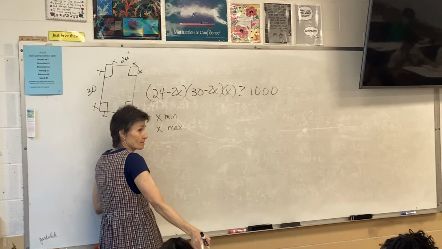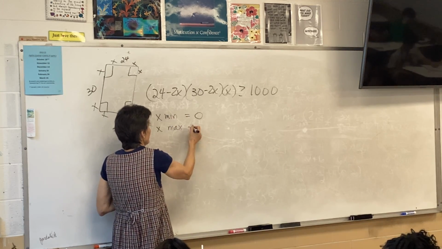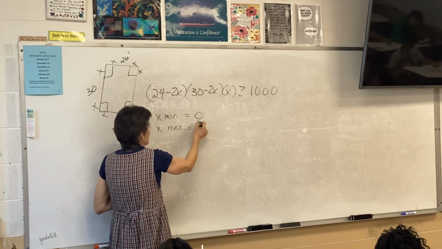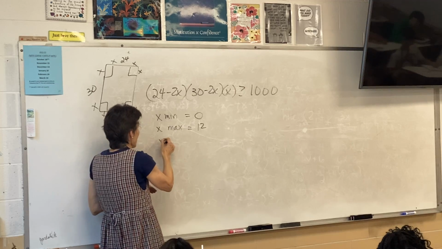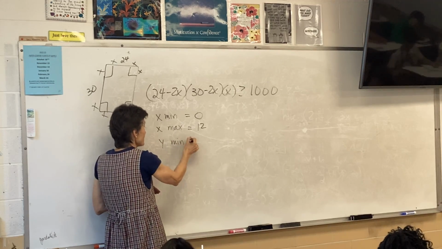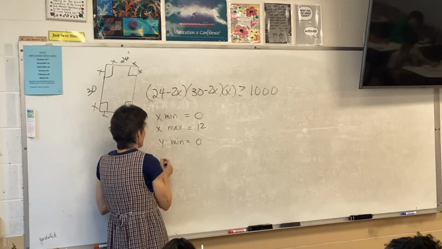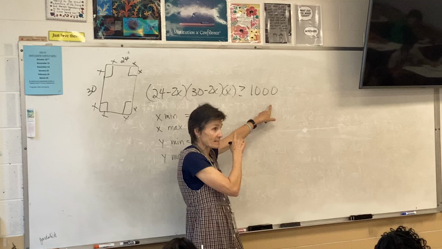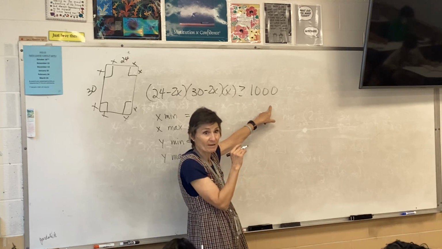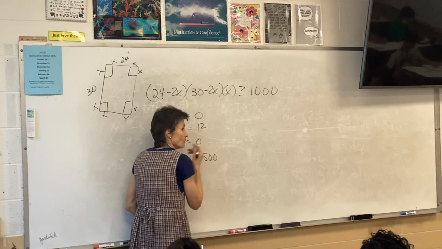That's a question, so we need to answer it. What is 0 for the minimum and 12 for the maximum? Now, as far as my y's go, my volume, the minimum is gonna be 0, and I don't know what the max is, but if I'm graphing this, it's gonna have to be more than 1,000. So I might make it 1,500 just to see what happens.